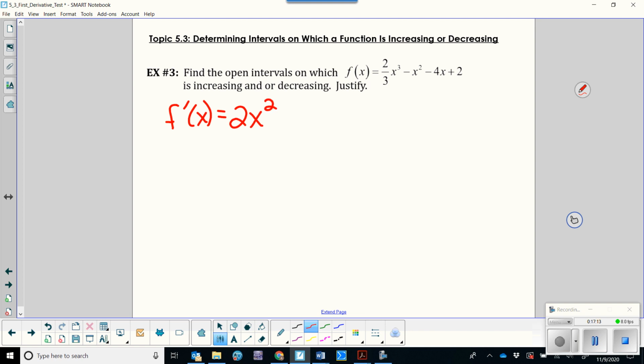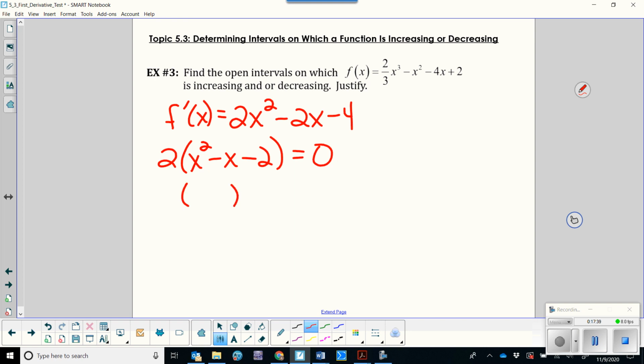So we get 2x squared minus 2x minus 4. And then what we want to do is set this equal to 0. While I set it equal to 0, I'm going to factor out the 2, because of course we want to always factor out the greatest common factor. And then either 2 is 0, which it's not, so you can ignore that, or these factors equal 0. This is all that matters, is when does this equal 0.